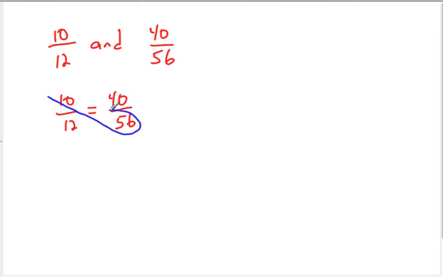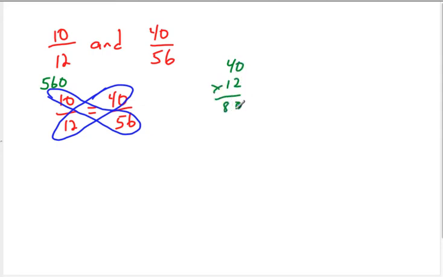So we have 10 times 56, and we're going to do 12 times 40. And remember, these are going to be equal if the fractions are in proportion. So 56 times 10 would be 560, and 40 times 12, not sure what that is off the top of my head. Let's see. Looks like it's going to be 480. So these are not in proportion.